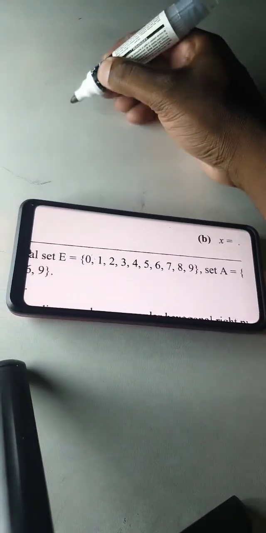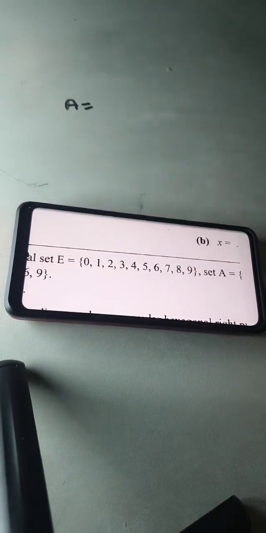Question number 10a is saying the universal set has numbers running from 0 to 9, and set A is prime numbers, and set B is 3, 6, 9. So now, guys, let's list set A. Set A are prime numbers, so I'll use the same set E.